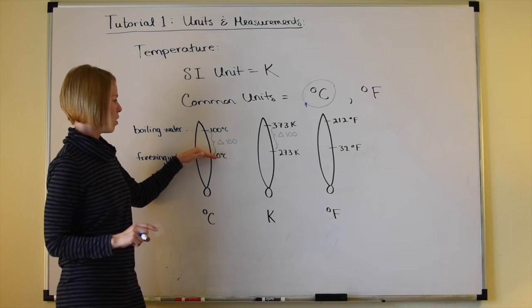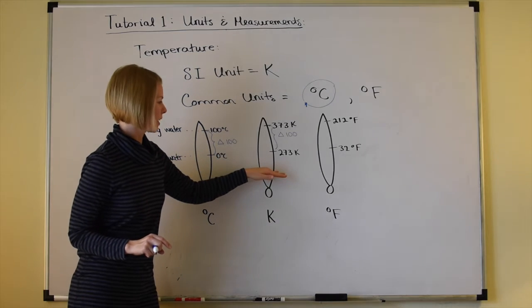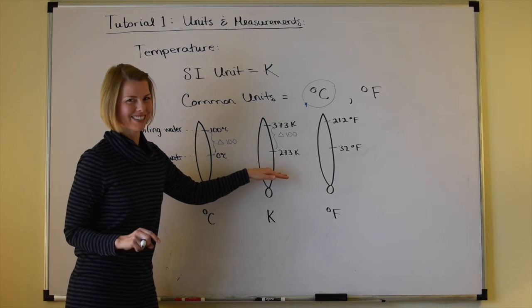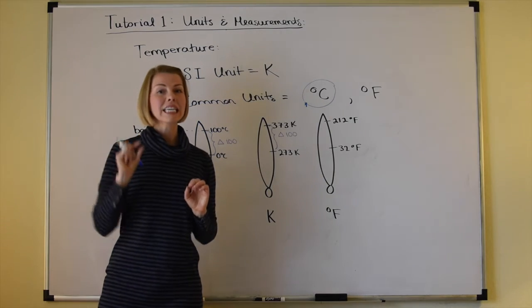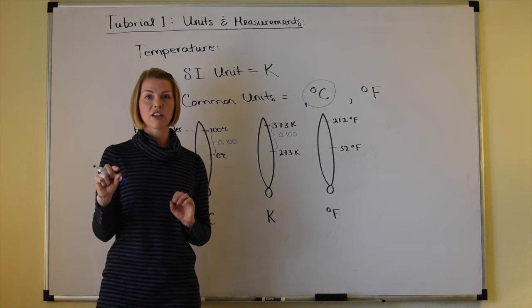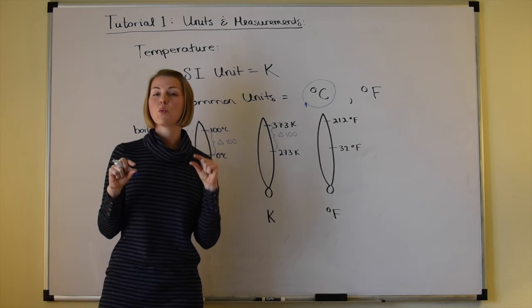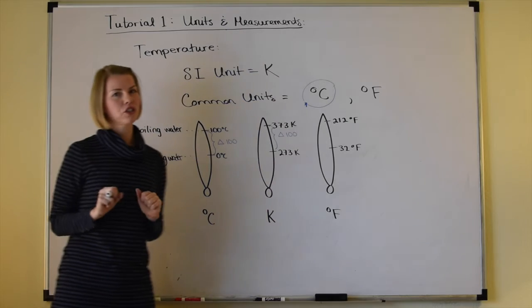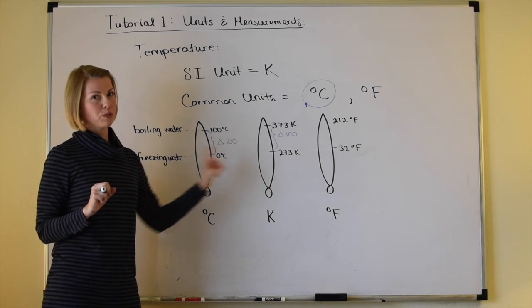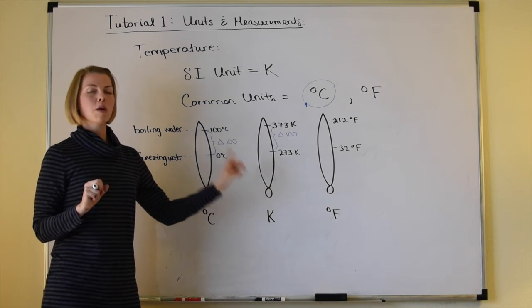1 degree Celsius is way up here and 1 Kelvin would be way down here. Okay, so very different temperatures. What I'm saying is that one increment on the Celsius scale is equal in magnitude to one increment on the Kelvin scale.